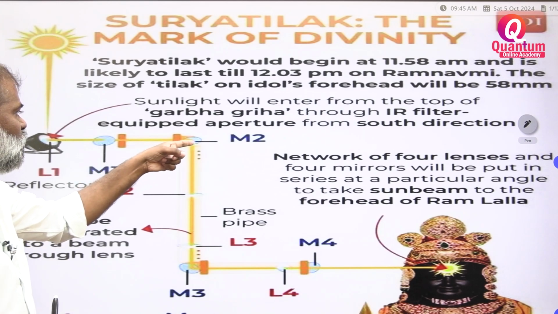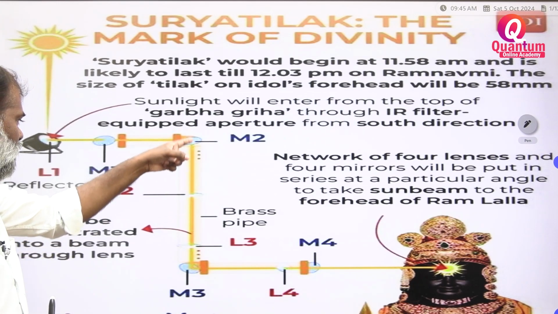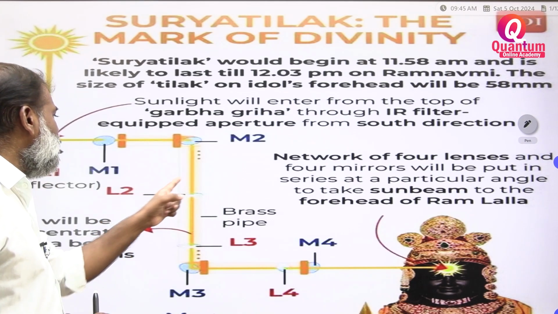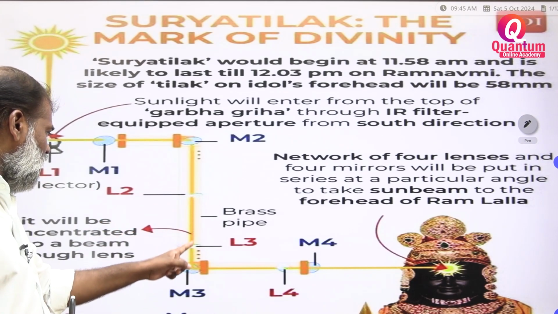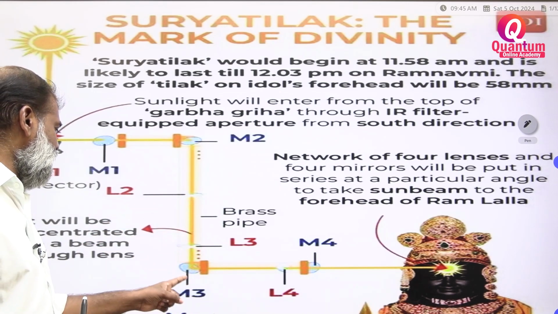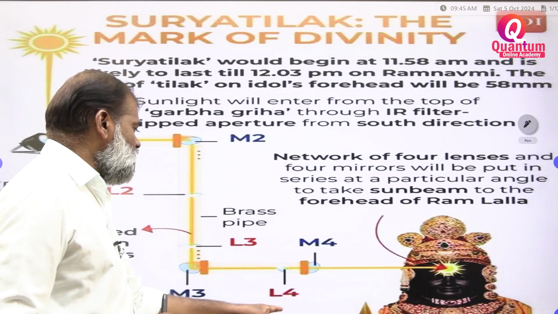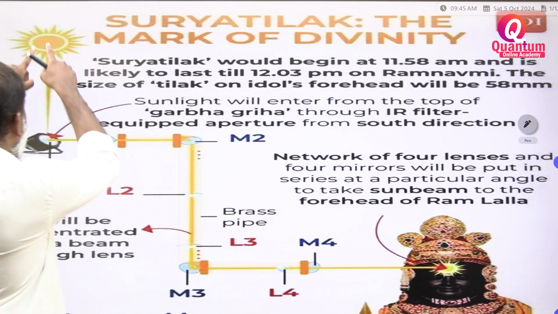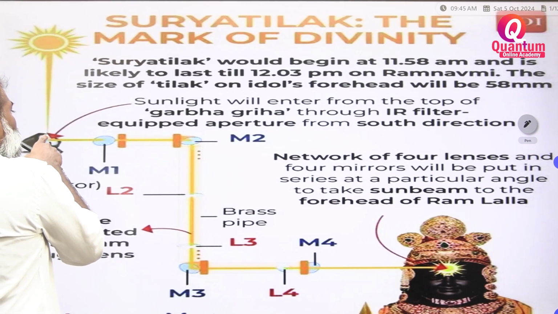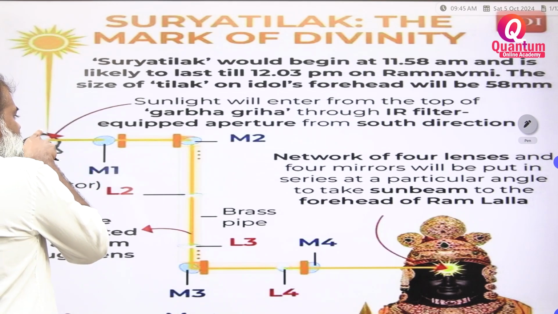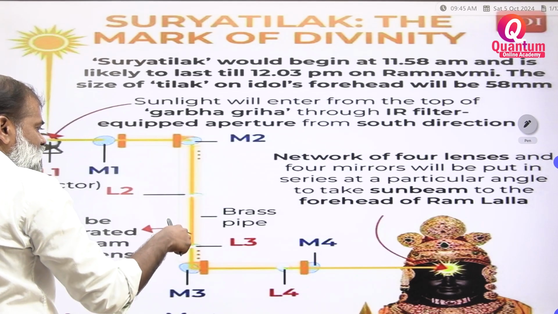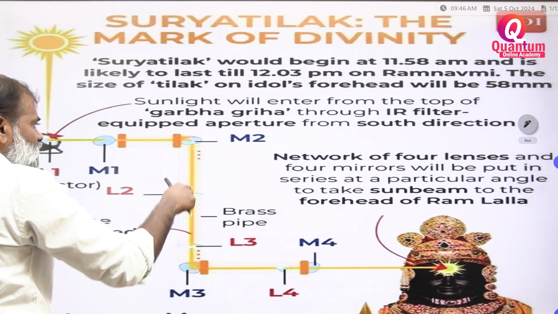That path leads to the M2 mirror, and another lens, the L2 lens. Later we keep one more lens, the L3 lens, and one last mirror, the M3 mirror. The last lens is the L4 lens. So the light falls on the L1 lens and passes to the M1 mirror. This M1 mirror reflects it inside these pipes. Those pipes are made of brass, right?